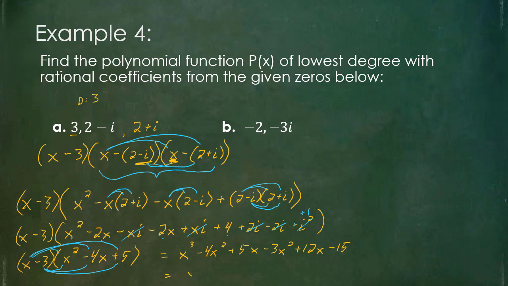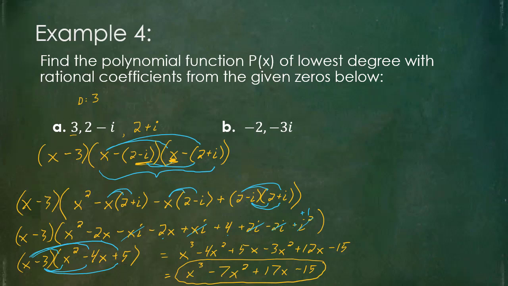And just like every other expansion, we just look for combining like terms. I do have a negative 4x squared and a negative 3x squared for a total of negative 7x squared. I have a positive 5x and a positive 12x for a total of positive 17x. And then still that minus 15 at the very end.